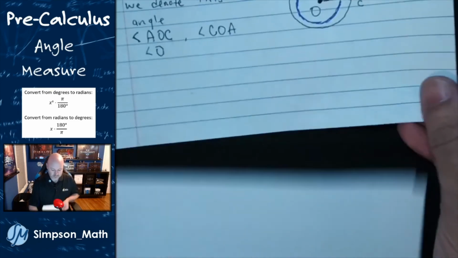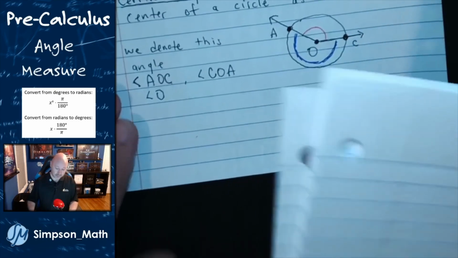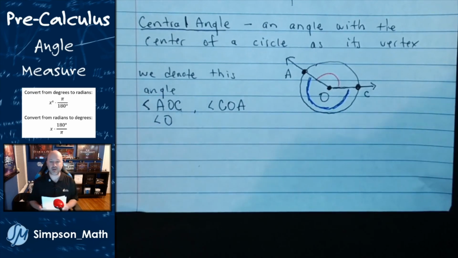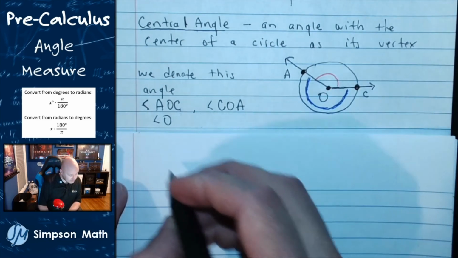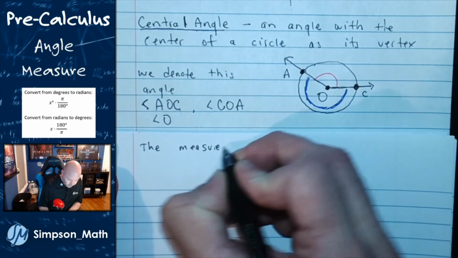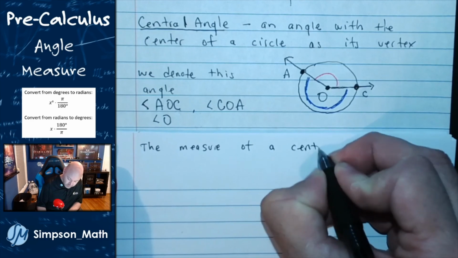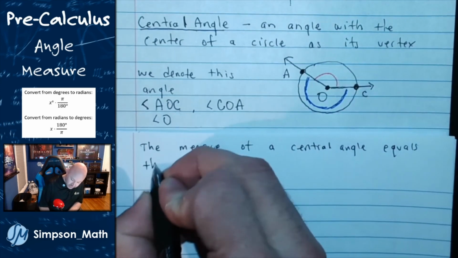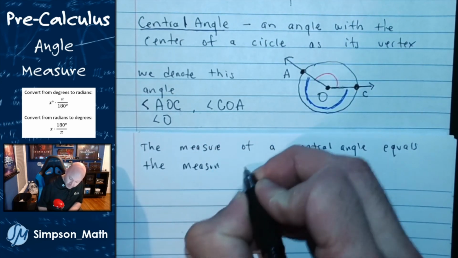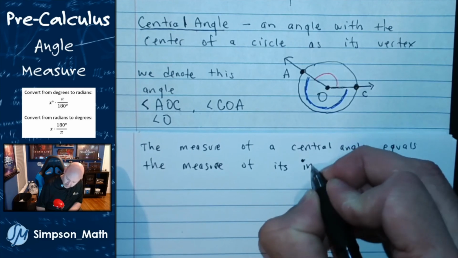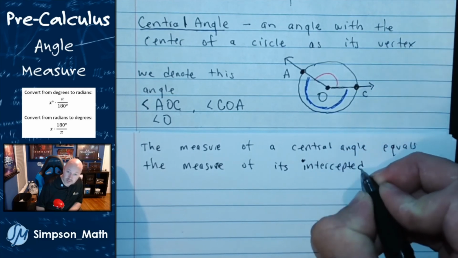Central angle. Now, we can use central angles to talk about the measure of a circle. What I mean by that? The measure of a central angle actually equals the measure of its intercepted arc.